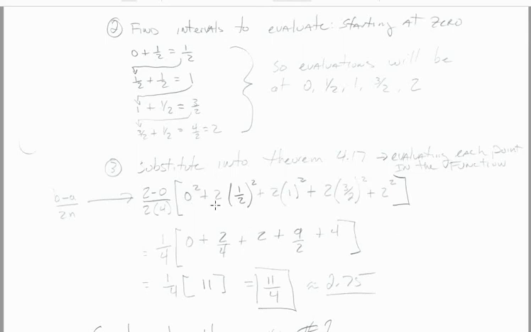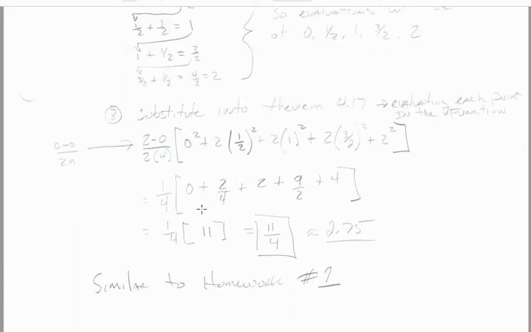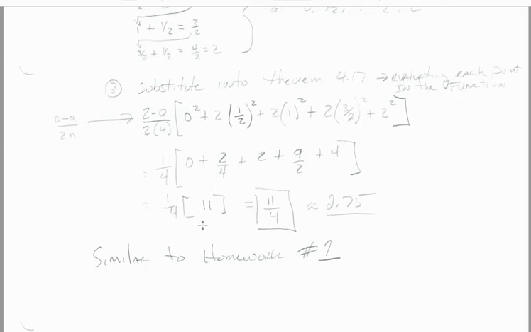So 0 squared plus 2 times 0, right? Plus 2 times 1/2 squared gives us 2/4, plus 2 times 1 squared gives us 2, plus 2 times 3/2 squared gives us 9/2, plus 2 squared gives us 4. Okay? So when you add all these up, 0 plus 2/4 plus 2 plus 9/2 plus 4, you get 11. And then we multiply by that width change in front, so that's 1/4. So 1/4 times 11 is 11/4, or you could get 2.75.